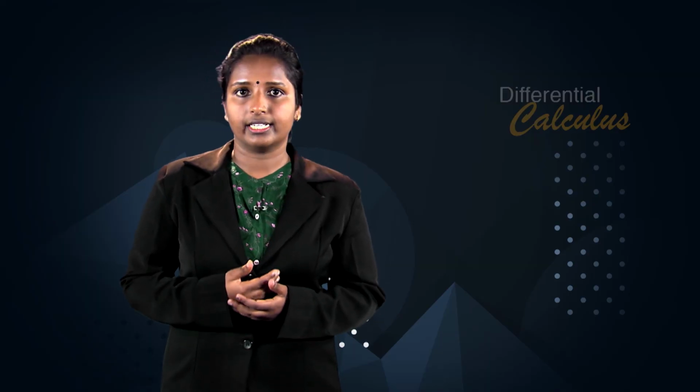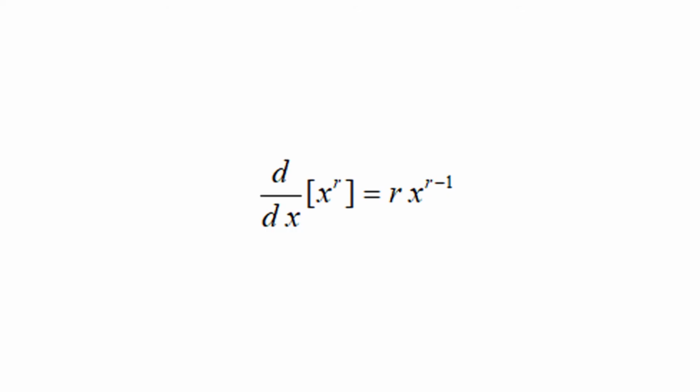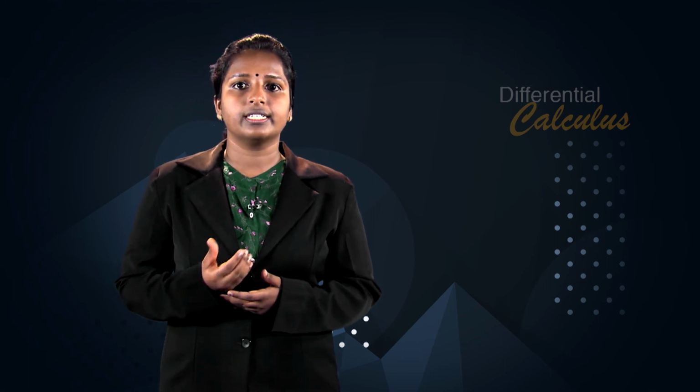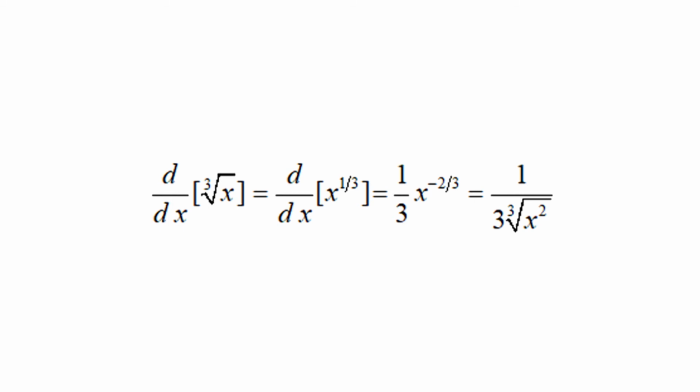Rule 9, extended power rule. If r is any real number, then d/dx of x^r equals r x^(r-1). That is, to differentiate a power function, decrease the constant exponent by 1 and multiply the resulting power function by the original exponent. As an example, d/dx of cube root of x equals d/dx of x^(1/3), which is equal to 1/3 x^(-2/3), which is equal to 1/(3 cube root of x²).